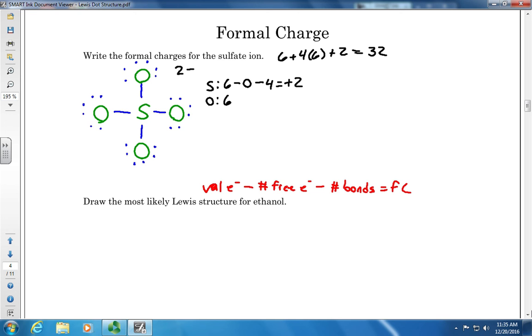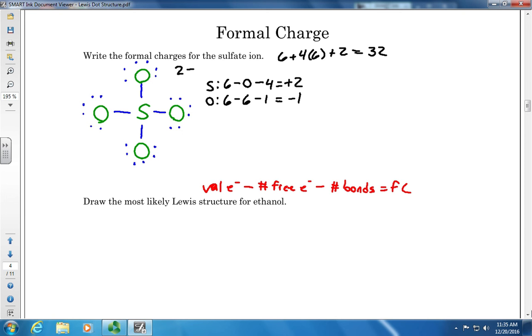Each of the oxygens are identical, and they all have 6 free electrons and 1 bond, which gives it a formal charge of -1. The whole concept of formal charge, in terms of determining the most stable Lewis structure, is that you want as many of the species to have as close to a 0 formal charge as possible. And this can be explained later in your book and in the notes, but for these purposes, all we're doing is writing out the formal charges.